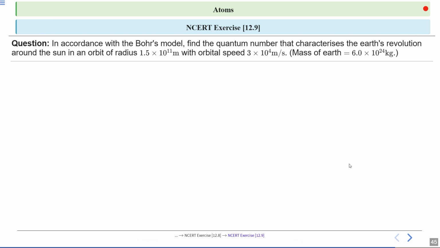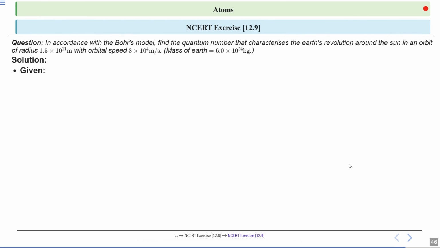Now let's see the question about the Bohr model and how it applies to planetary motion. The question asks us to find the quantum number n that would describe the Earth's orbit around the Sun using the Bohr model's idea. Notice how the problem gives us the Earth's orbital radius 1.5 times 10 to the power 11 meters, speed 3 times 10 to the power 4 meters per second, and mass 6 times 10 to the power 24 kilograms. This is an example of applying atomic physics concepts like quantized angular momentum to a real world large scale system.